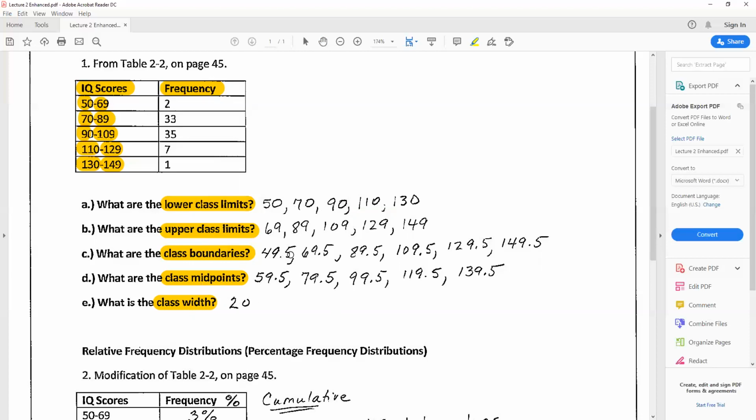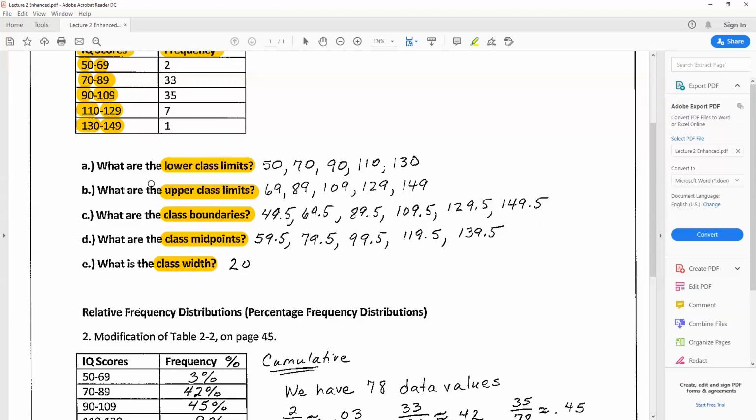In other words, all of these data values that we have figured out have a gap of 20 between them. Or what I tell my classes is this: just look at the table, look at the lower class limits, and just subtract them. What's the difference? So take any of the upper ones and subtract the immediate lower one, and that will give you the class width.